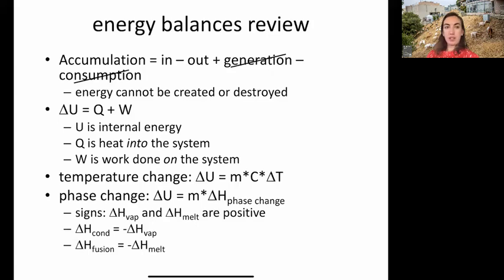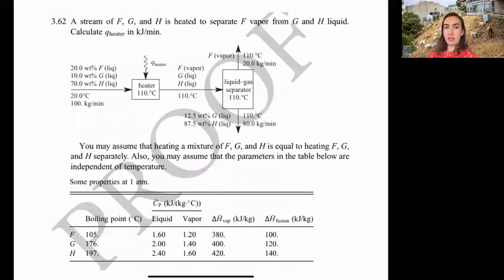Okay, so I wanted to do one example problem on this. This is 3.62 from the book. We have a stream of F, G, and H, which is heated to separate F vapor from G and H liquid. So we have 20% F, 10% G, and 70% H at 20 degrees C going into this heater. Some heat is provided. That's what we need to find.